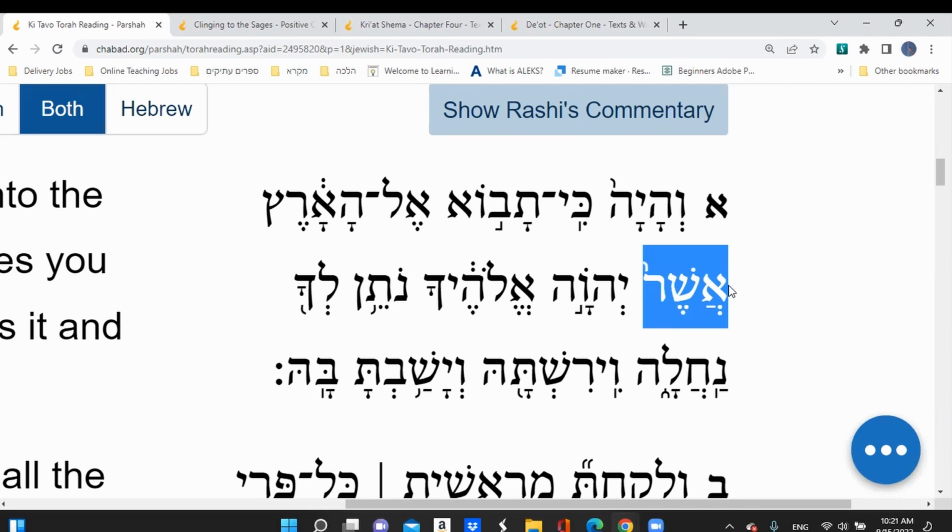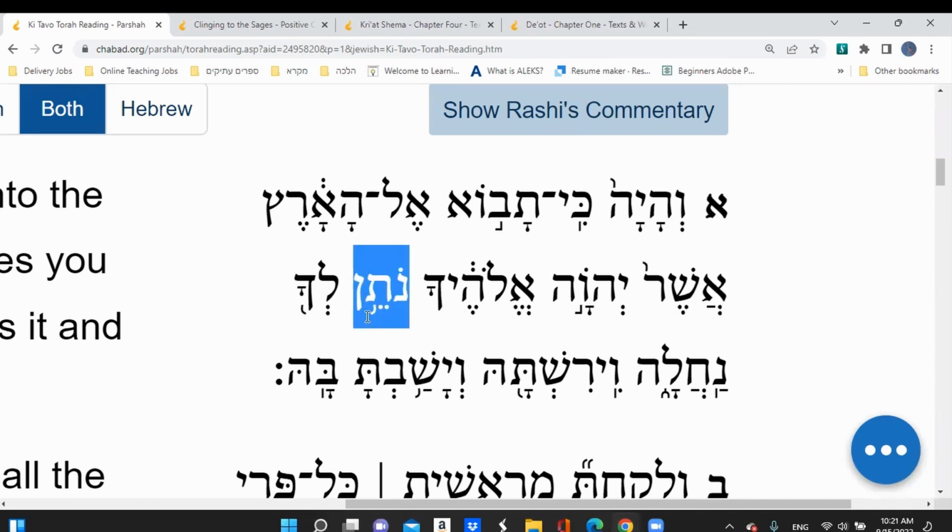This is the command which God commanded us. Not a question, just a statement. Who can tell us what noten means? Giving. Beautiful, beautiful. Giving. It's present tense. All right. Who can tell us what lecha means? To you. Nachon, correct. Lecha means to you. The lamed means to, and the cha means you.